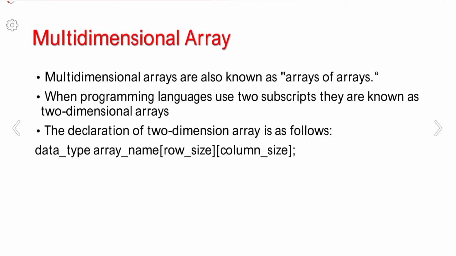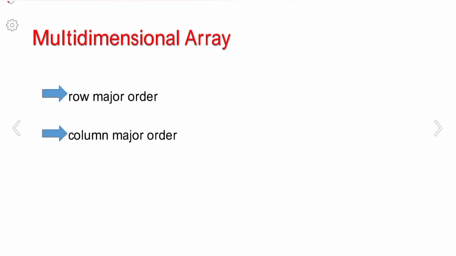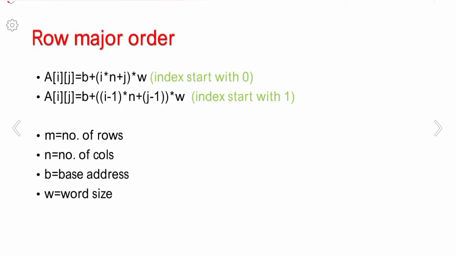In the case of the 1-dimensional array, elements will be stored in a sequential manner, right? But here it will be stored in the matrix format. The graphical format will be in the form of a matrix. The 2-dimensional array is again divided into two types, that is row major order and column major order. First we will see the row major order.